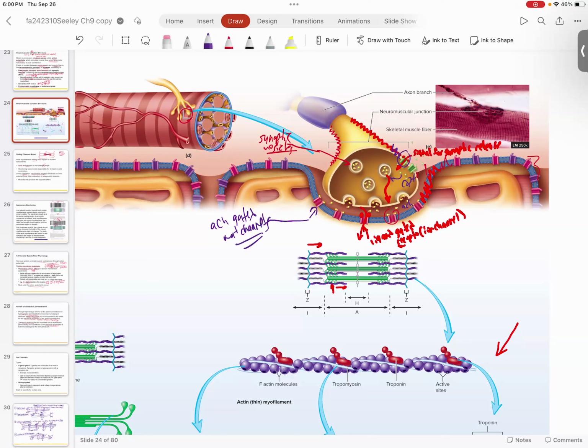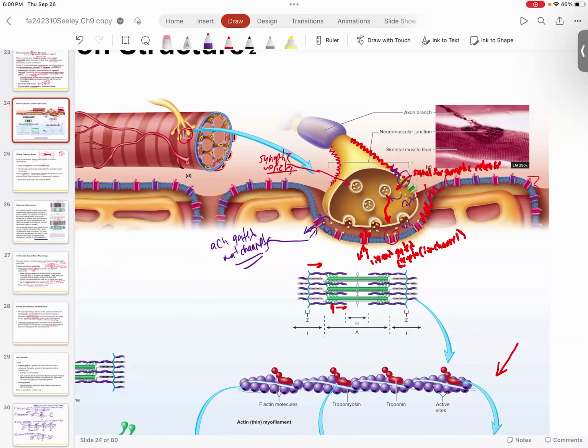So as soon as the acetylcholine binds to those channels, it opens them up, and sodium rushes in. That creates a depolarization event, and that depolarizes the adjacent membrane. Now what's going to happen is it's going to go down and start tripping these voltage gated channels that are in the sarcolemma.